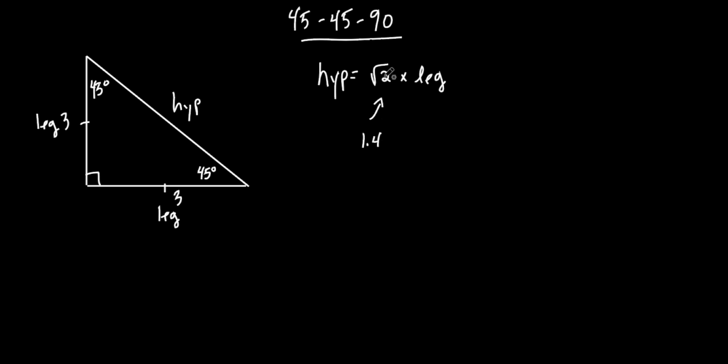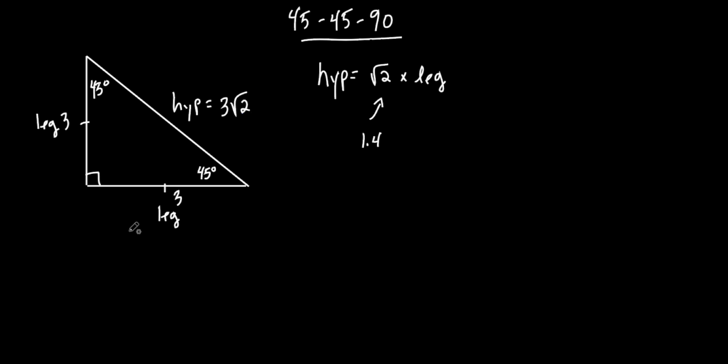It's not a 2. A lot of people look at this and say, that's a 2. Well, that's not a 2. What is it? It's the square root of 2. And what is the square root of 2? It's approximately 1.4. So that means the hypotenuse is approximately 1.4 times this leg right there. But we don't write 1.4. What do we write? We write 3 square root of 2.